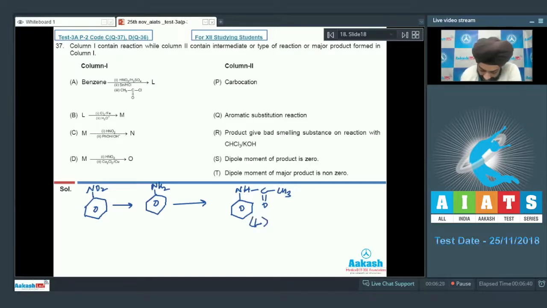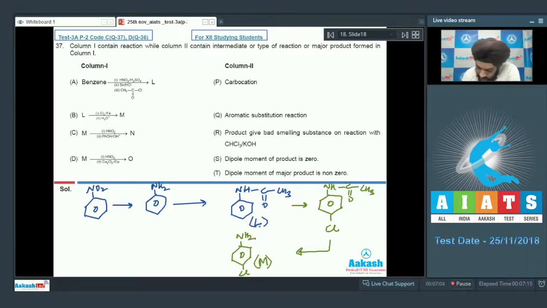Now when this compound L is subjected to chlorination, we'll have a para substituted product as major because of the steric hindrance created by the bulky group. And then after hydrolysis it is going to regenerate the NH2 group which was present. So when we hydrolyze this, we get parachloroaniline. So this is our structure M.